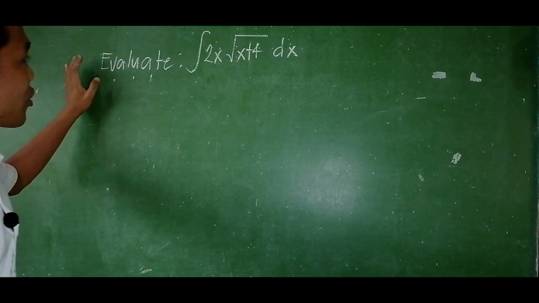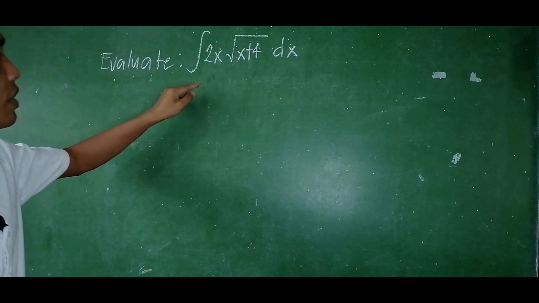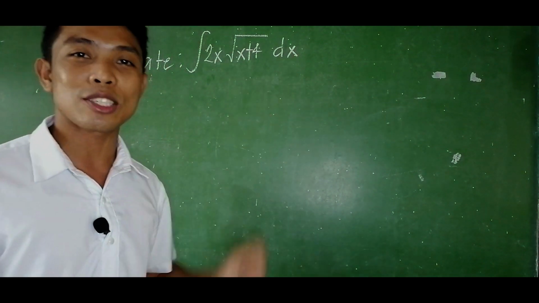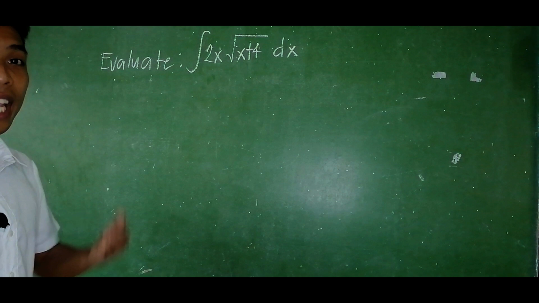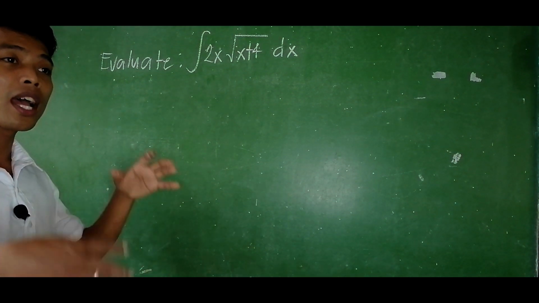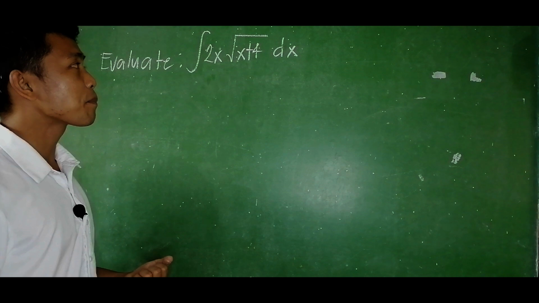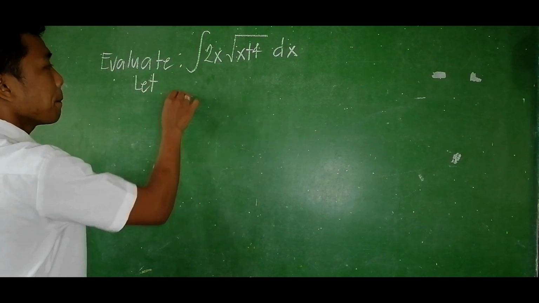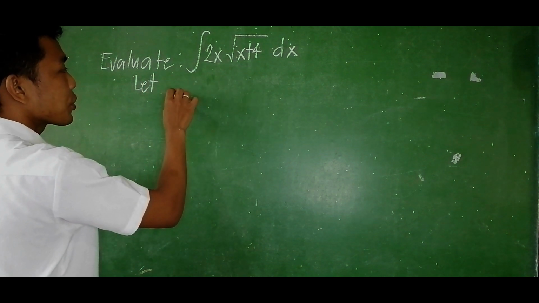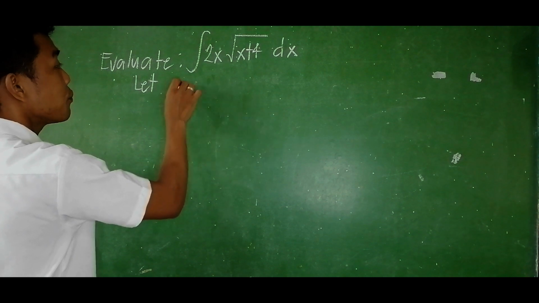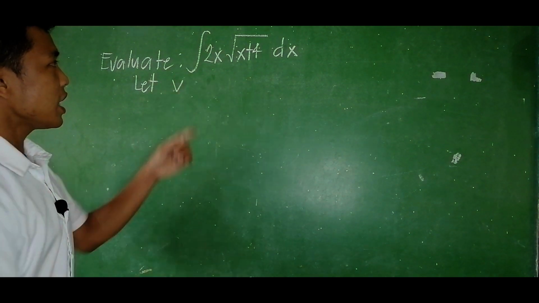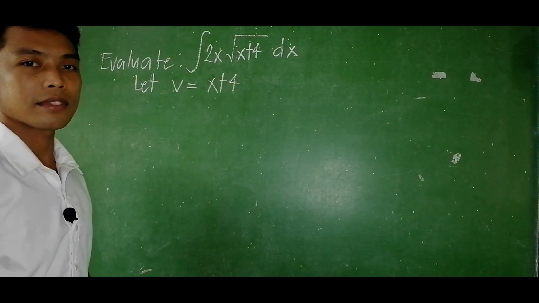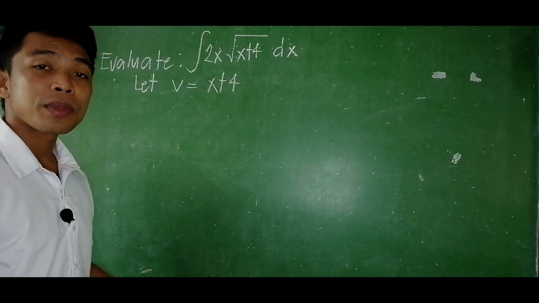So, suppose we are asked to evaluate the antiderivative of 2x times the square root of x plus 4 with respect to x. What we need to do is to substitute a variable for our radicand. So, let's use the letter v. Let v be equal to our radicand, which is x plus 4. Okay? Then we get its derivative.